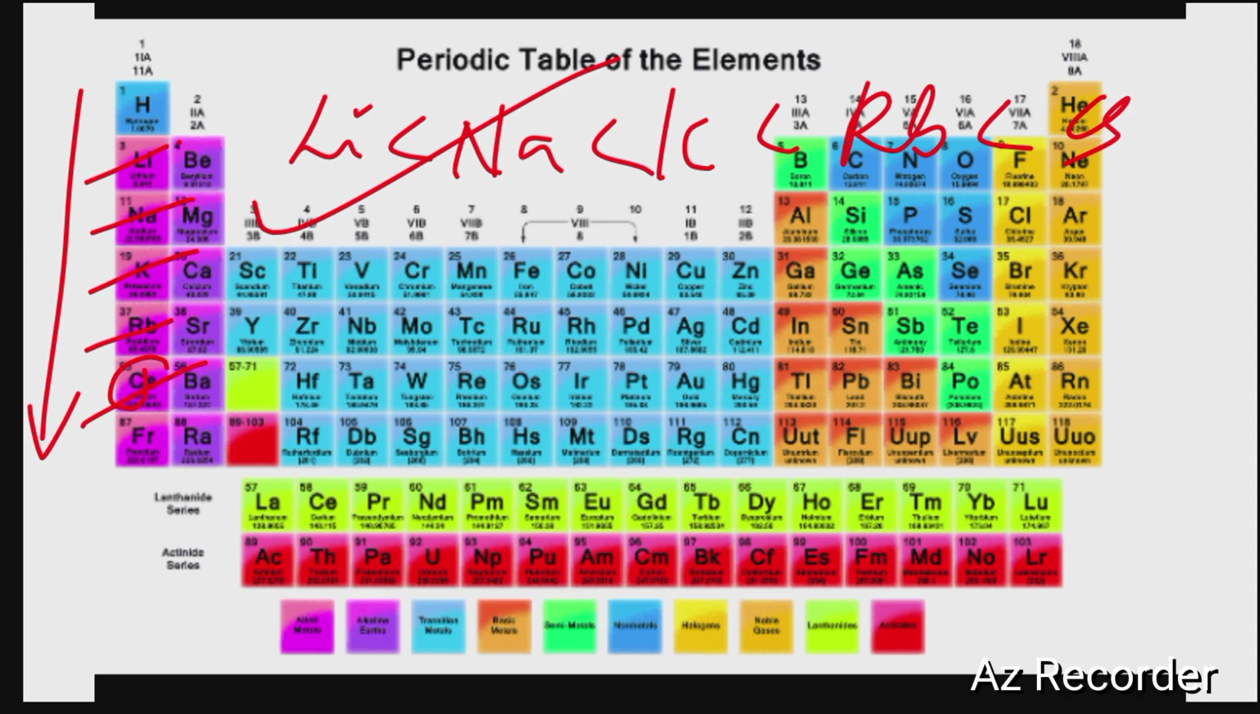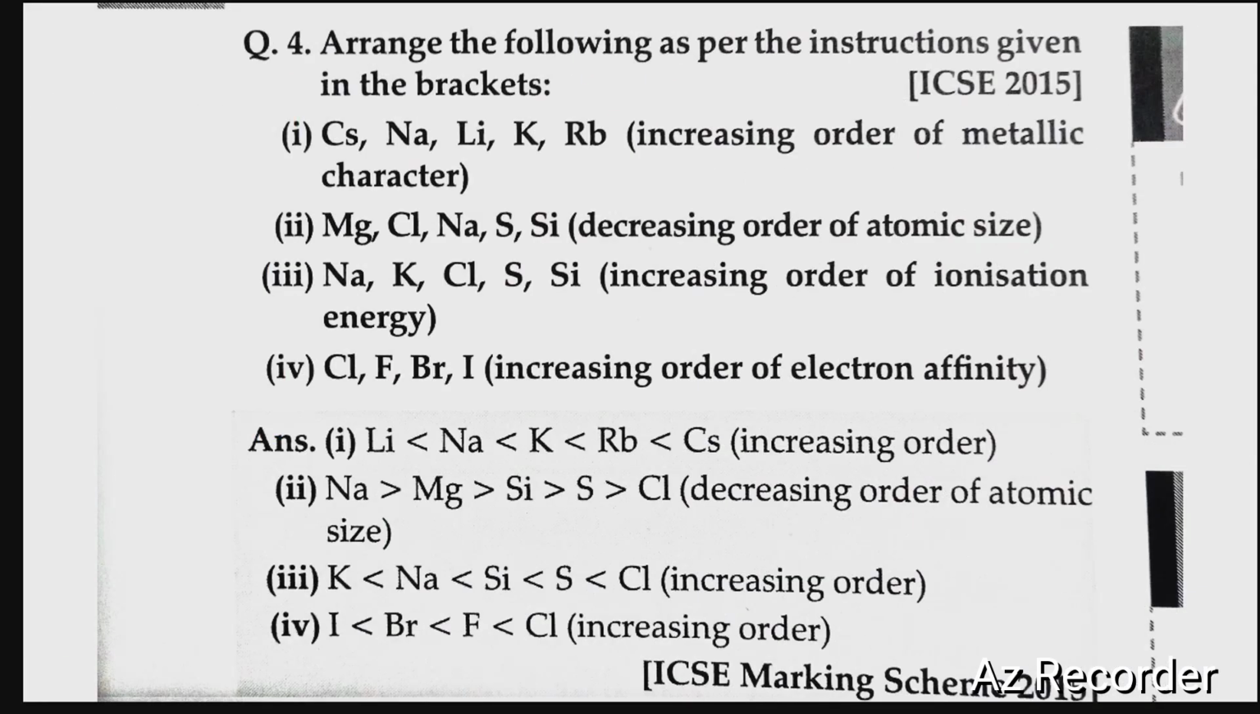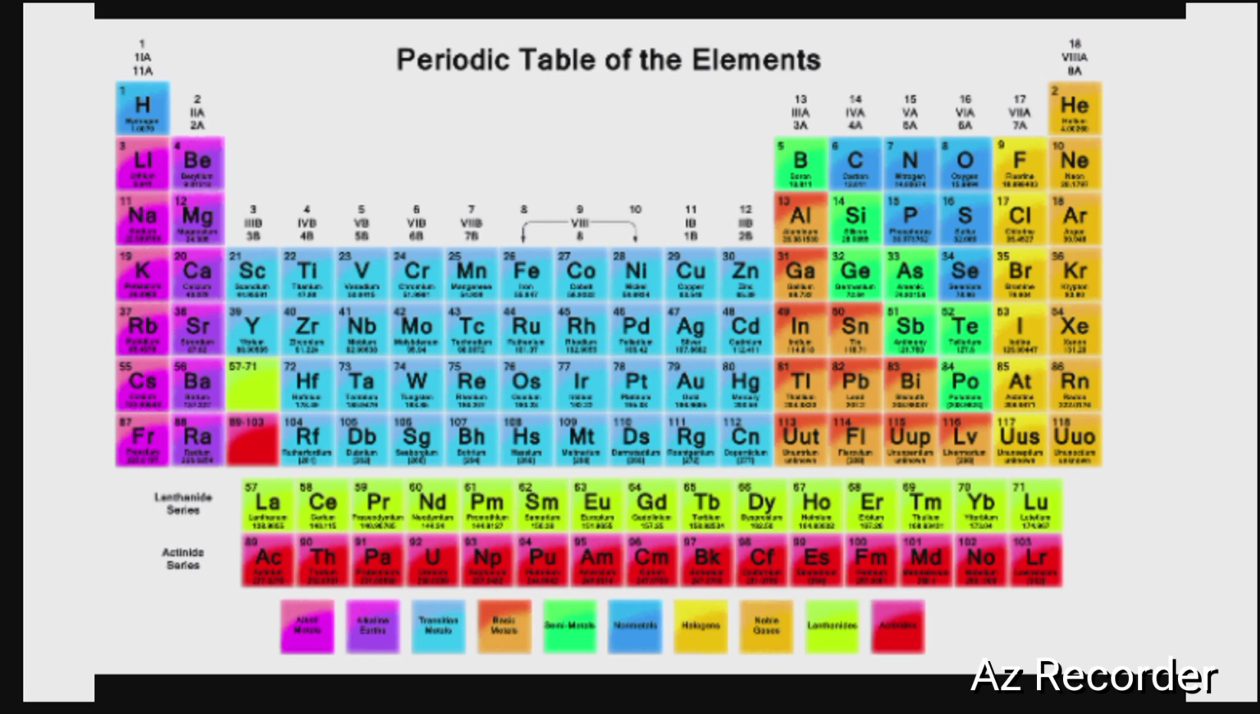Now the next one: we have to arrange magnesium, chlorine, sodium, silicon and sulfur in decreasing order of atomic size. Let's mark them: magnesium, chlorine, sodium, sulfur and silicon. Now we get to know that they are the period 3 elements. We know that the atomic size decreases on moving across the period. So the element with the highest atomic size will be sodium, followed by magnesium, then silicon, sulfur and chlorine.